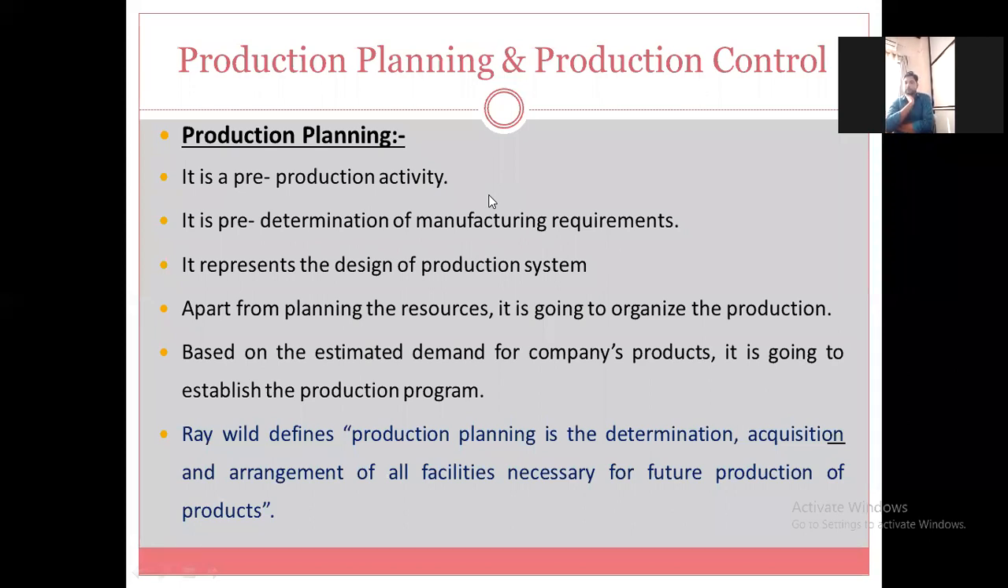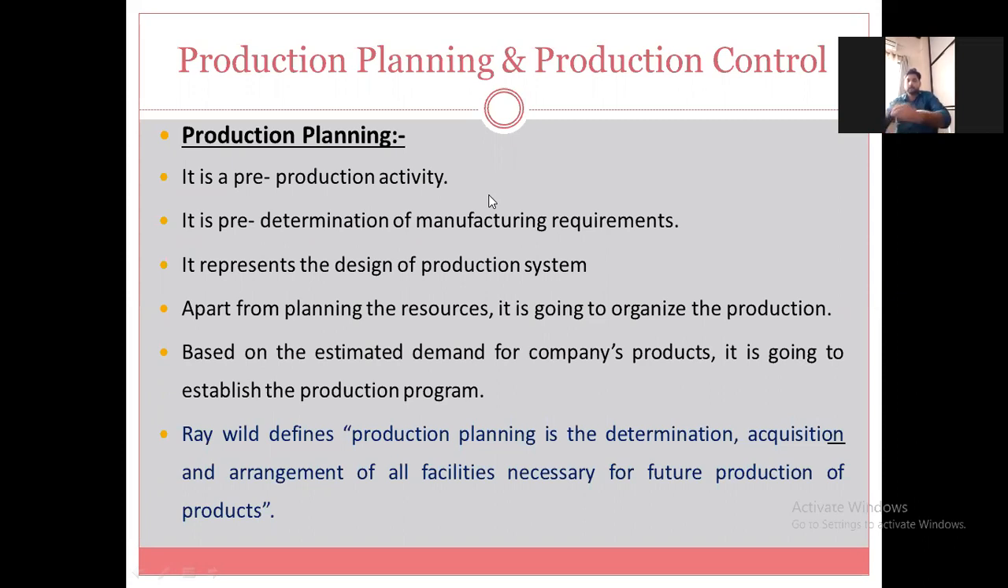And lastly, Ray Wilt, the industrial engineer, defines production planning as the determination, acquisition, and arrangement of all facilities necessary for future production of products.